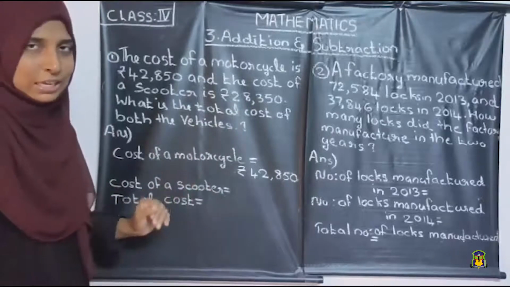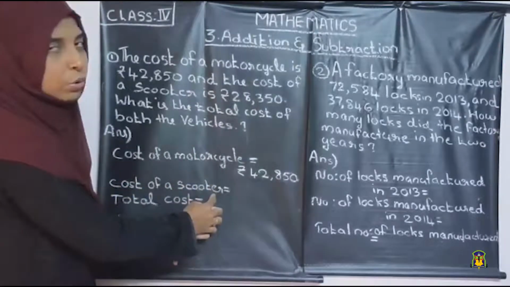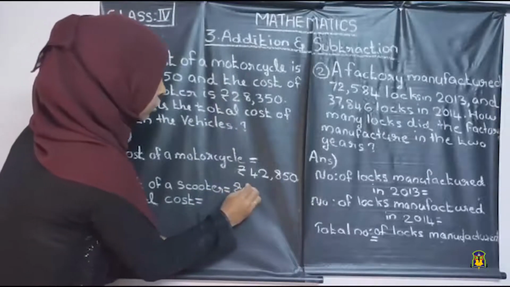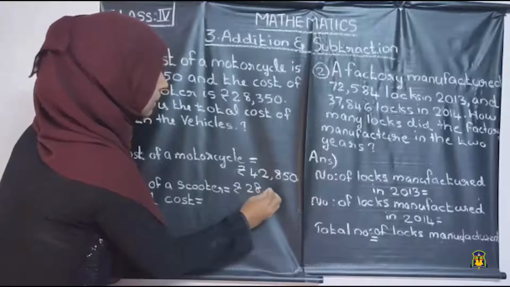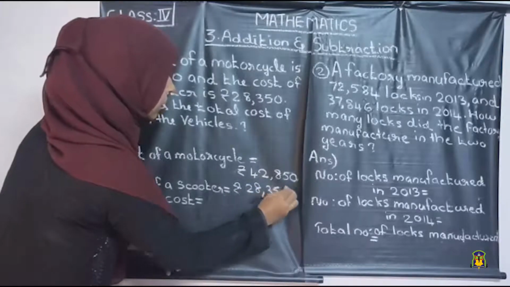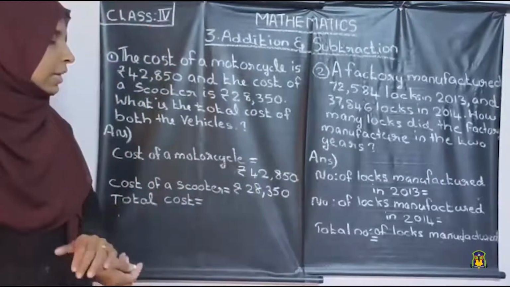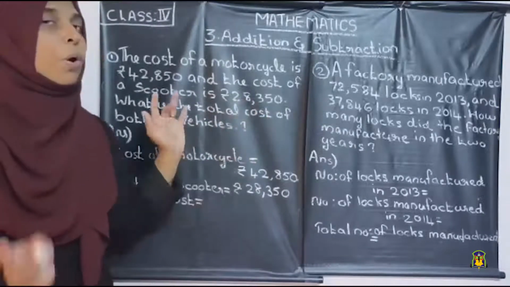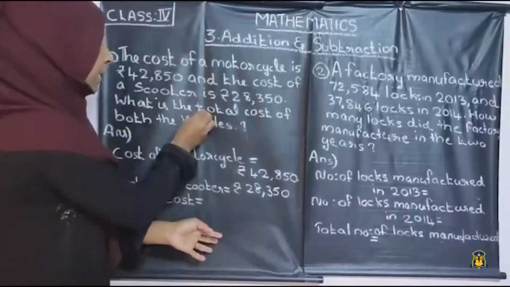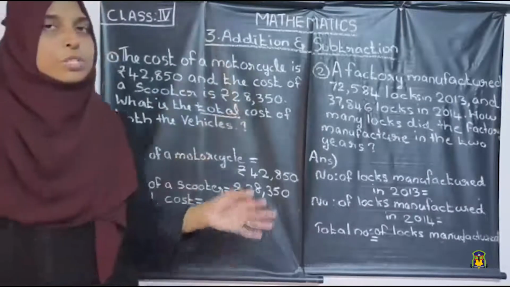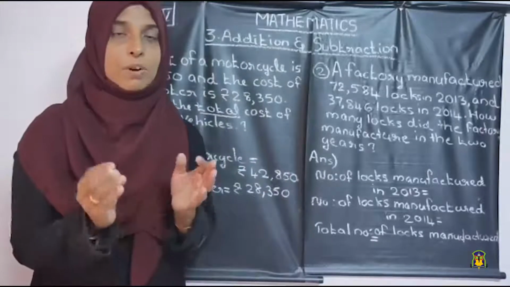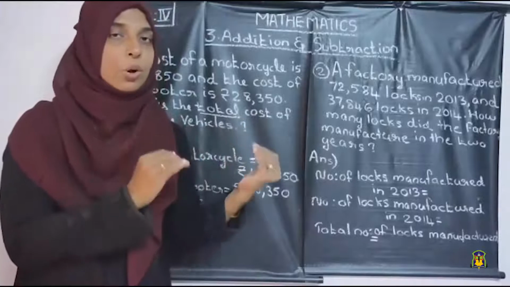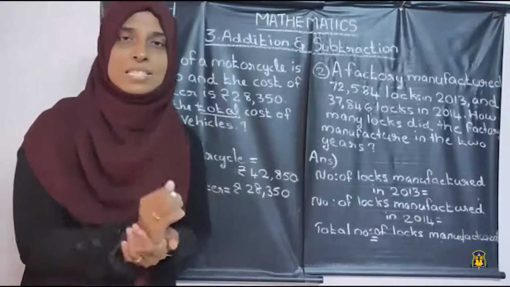So, we can write the second step now. Cost of a scooter is rupees 28,350. Okay. Then what do we want to find? What is the total cost of both the vehicles? We want to find the total cost. We want to find the total cost means we want to find the sum. We want to add both the costs and find the sum.